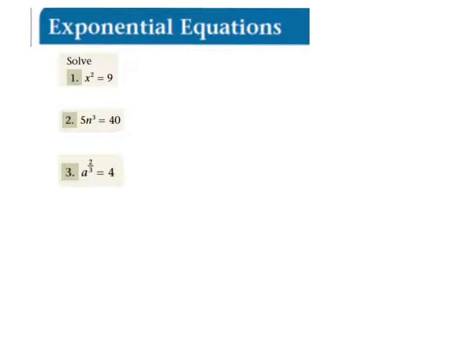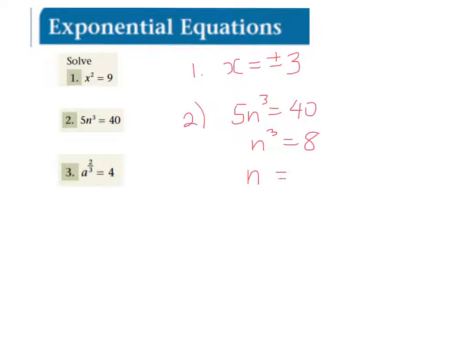So the first question here, if we've got x squared equals 9, then we need to take the square root of both sides. So x is going to equal plus or minus 3. Okay, with number 2 here, the first step that you need to do is divide both sides by 5. So then you get n cubed equals 8. And then take the cube root of both sides. So n equals 2.